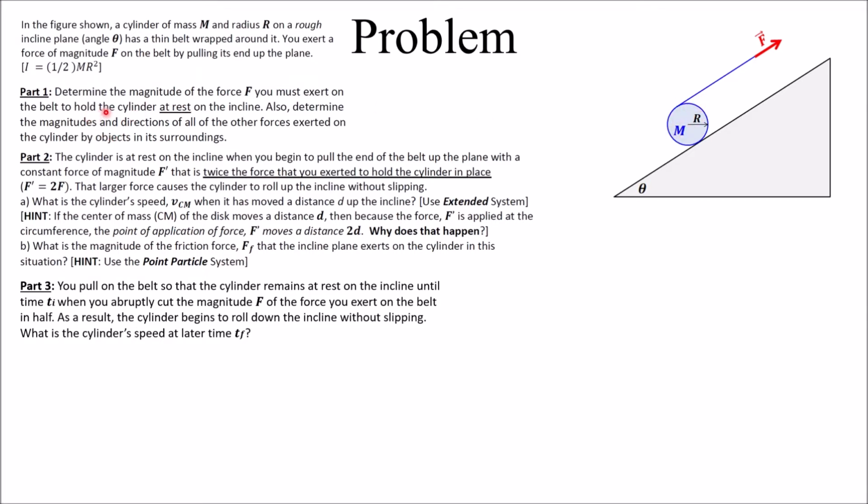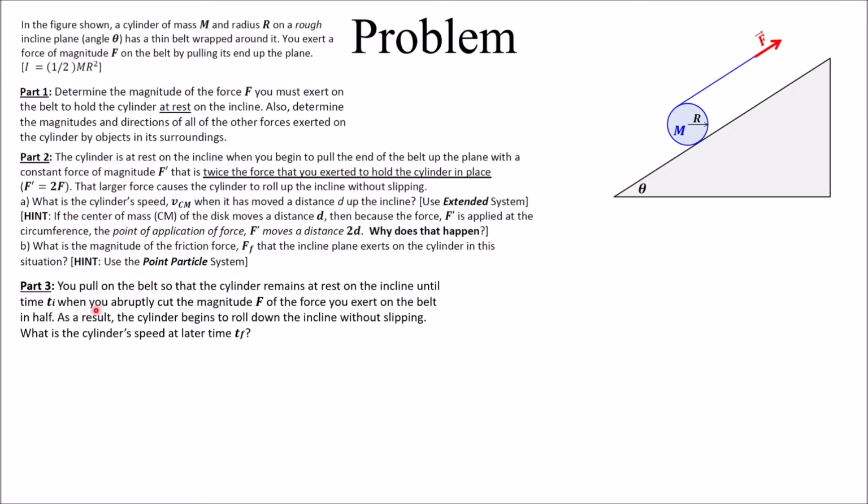And for part 1, we're going to determine the magnitude of the force you must exert on this belt to hold the cylinder at rest, because clearly the cylinder would like to roll down the ramp, but we want to hold it at rest. And for part 2, the cylinder is at rest on the incline, and we're going to begin to pull the end of the belt up the plane with a constant force, which is 2 times F, which we found in part 1 pretty much.